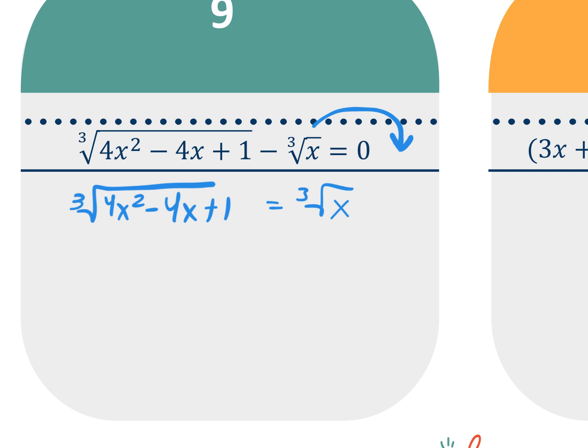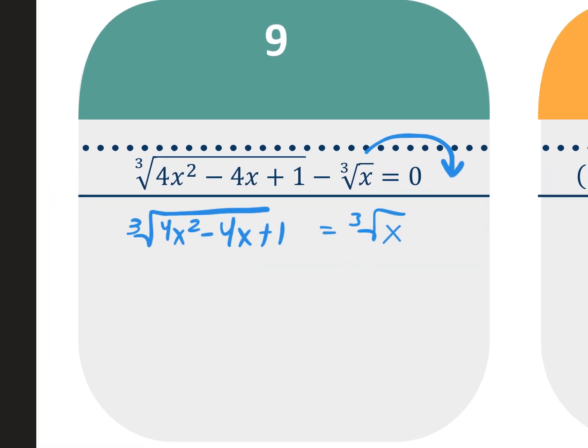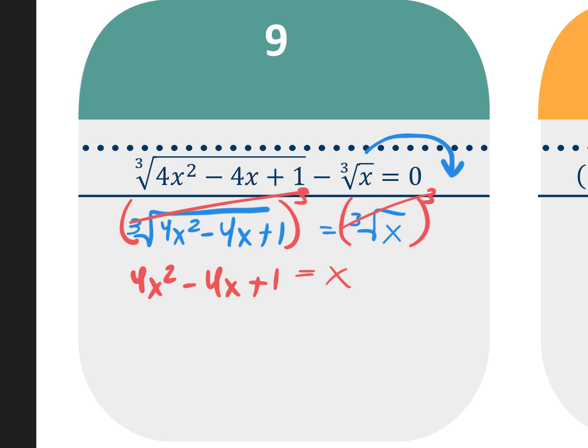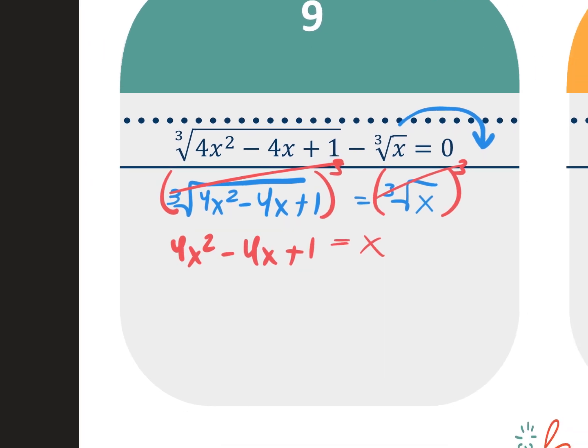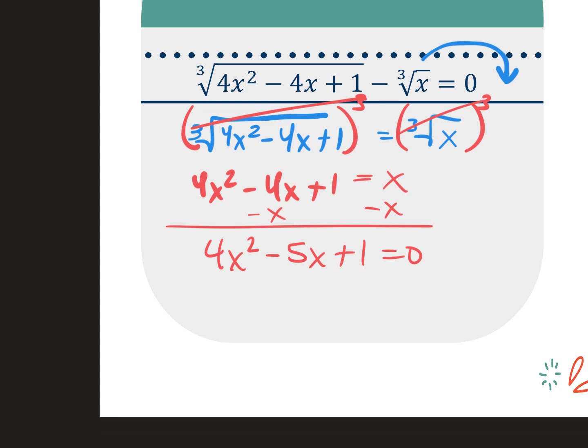Everybody with me? Okay, so how do I get the cube root to go away? We're going to cube each side. Good. When you cube a cube root, just like when you square a square root, it cancels out. So you have 4x squared minus 4x plus 1 equals x. Are we back to a normal quadratic that we've done in this class probably 19,000 times? Yes. Let's subtract the x from both sides: 4x squared minus 5x plus 1. Can we factor this? We sure can.